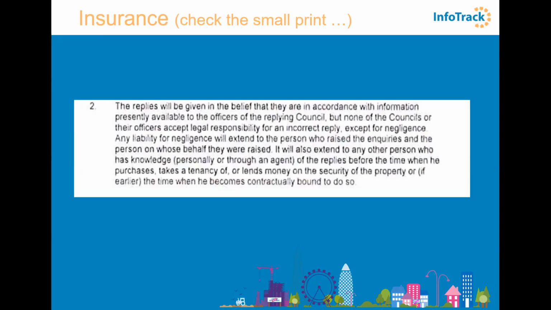Now, as you can see, which given the quality is not exactly the best, as this is a zoomed in snippet of a live council search, on the 3rd line towards the end, it will also extend to any other person who has knowledge, personally or through an agent, of the replies before the time when he purchases the property. So again, they haven't updated their T's and C's in a long time. It still refers to when he buys a property rather than they.